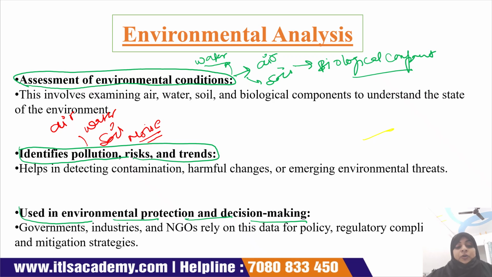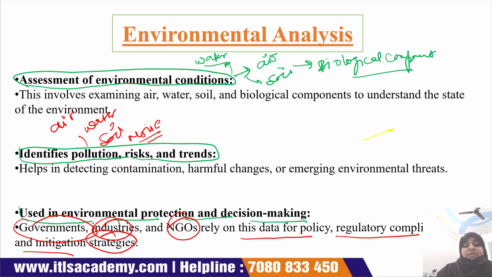Then next is the use in environmental protection and decision making. So there are governments, industries, and NGOs which take the data for policy, regulatory compliance, and mitigation strategies for the assessment of all these environmental conditions. So this is about environmental analysis, which can be done in three ways: assessment of the environmental conditions, identification of pollution risk and trend, and use in environmental protection and decision making.